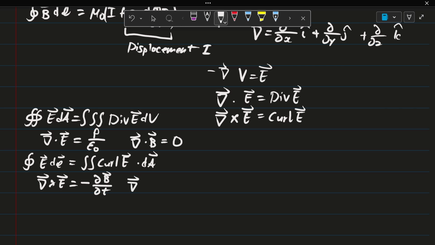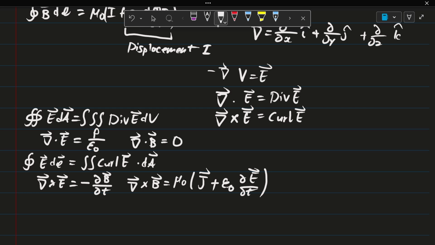And the same thing is true for your B vector, which is going to be, sorry, it will be mu 0 multiplied by the J vector, or the current density, plus epsilon 0 times the partial E vector over partial t.